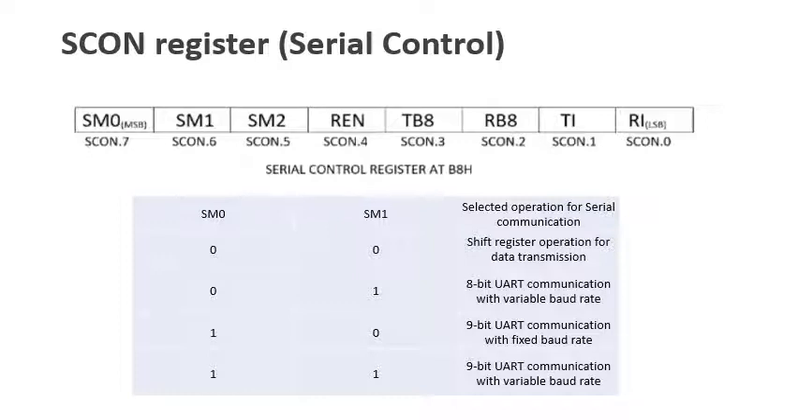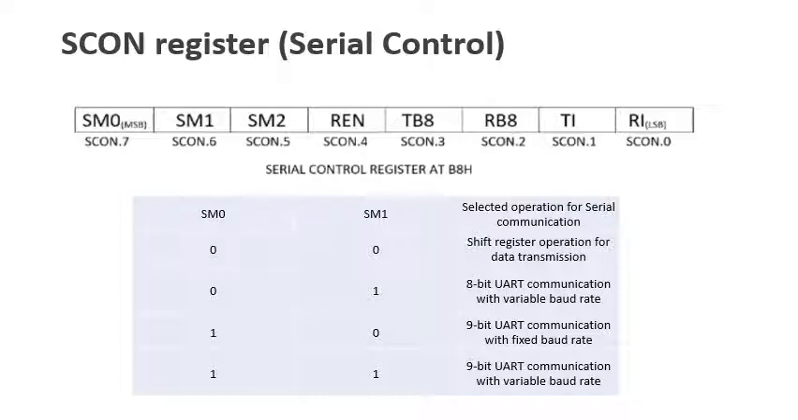The next bit, REN. The REN bit enables or disables reception. If the REN bit is high, then the microcontroller can receive bits at port 3.1, but when it is 0, this port is disabled. Next bit is TB8. This bit stores the 8th bit in modes 2 and 3 during transmission. Then the RB8 bit. This bit stores the 8th bit in modes 2 and 3 during the reception of data.